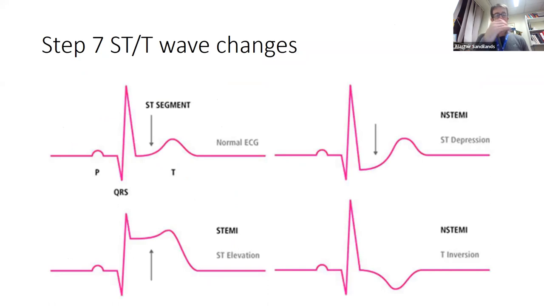So when we're looking at ST and T wave changes, we are looking at the ST segment. This is the isoelectric line. A normal ST segment will sit at the isoelectric line and will rise up just as the T wave starts. So this would be classed as normal.